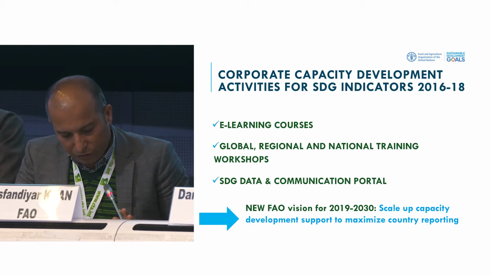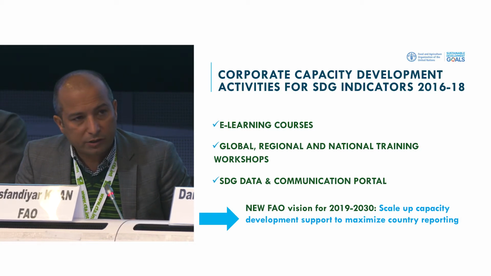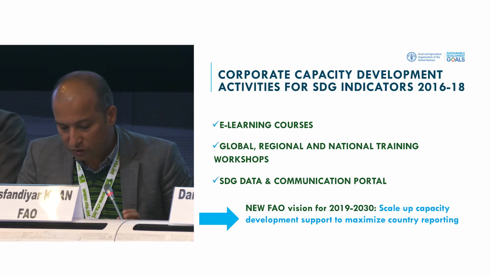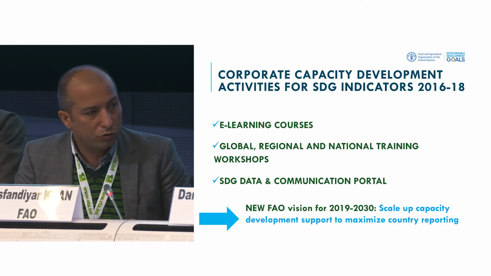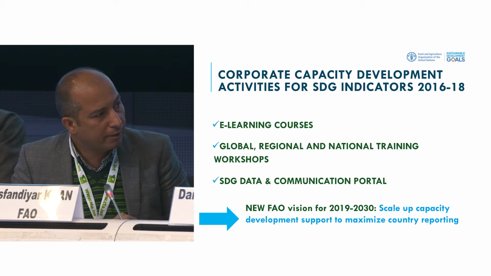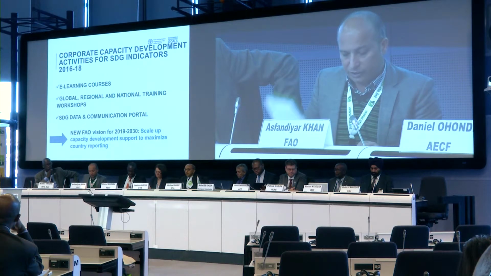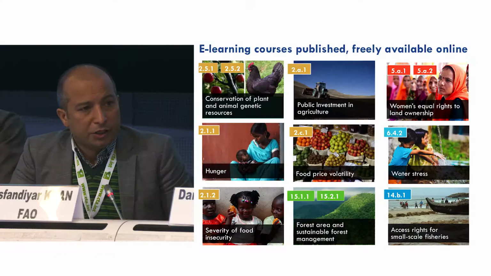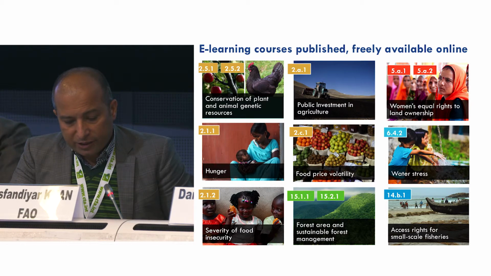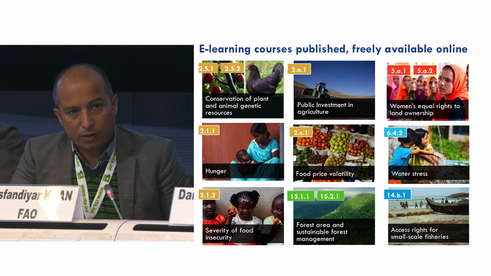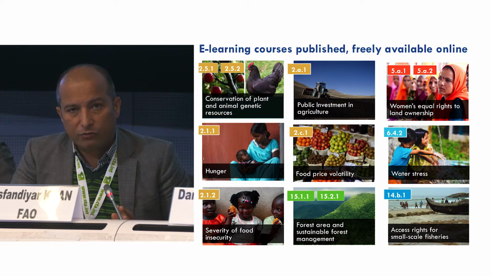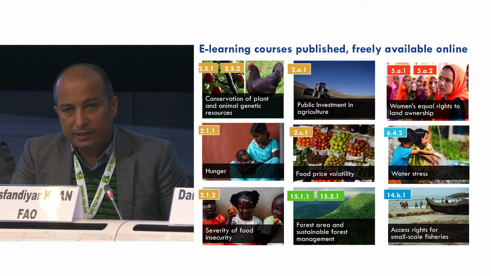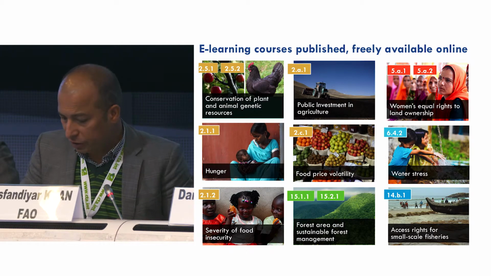So for us, the new FAO vision for 2019 to 2030 is to scale up capacity development support to maximize country reporting on the SDGs. Just very quickly, these are the indicators for which we have already published e-learning courses, and these are available freely online in multiple UN languages.